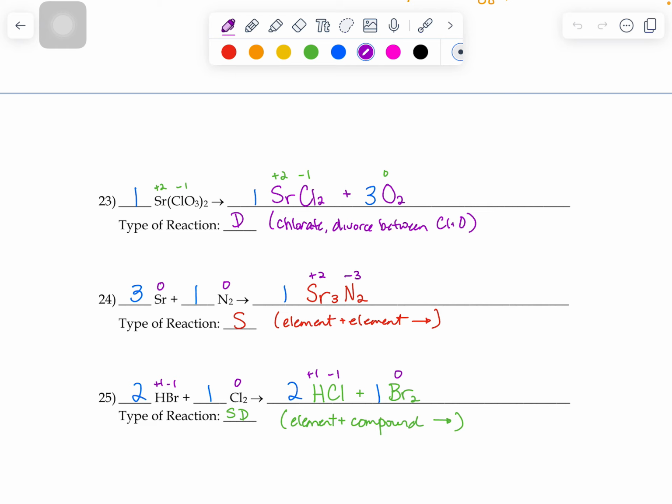For the last one, we know it's a single displacement reaction because we see an element being added to a compound. Yes, it's Cl2, but it's just Cl. So there's our element, and HBr is our compound. That's the one that we said was like somebody cutting in at a dance. So you have to decide, who does the chlorine want to dance with, the H or the Br?